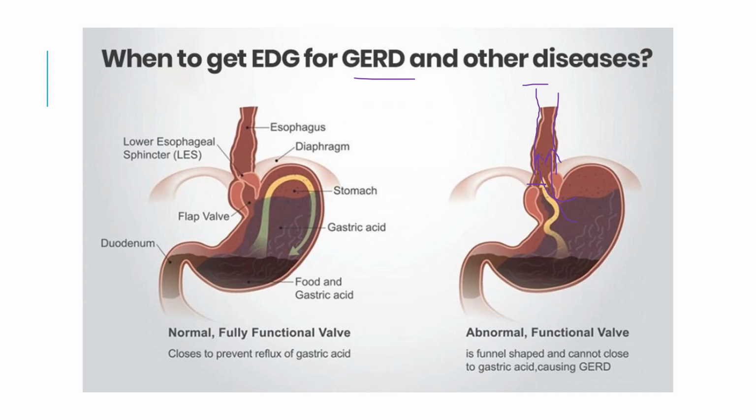But when there is some problem with the lower esophageal sphincter, the acid gets refluxed into the esophagus and can lead to chronic esophagitis, GERD, and it can predispose to Barrett's esophagus, which can be a great risk factor for esophageal adenocarcinoma, because the normal squamous epithelium gets replaced by columnar epithelium.